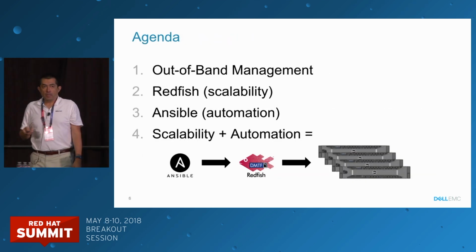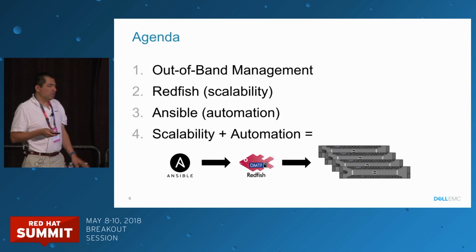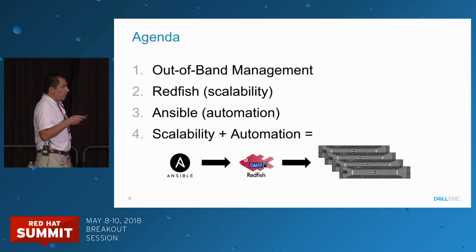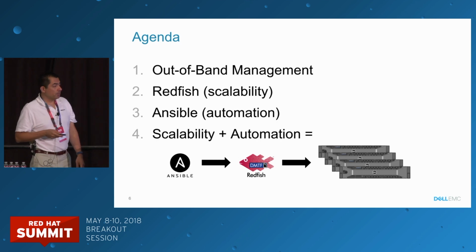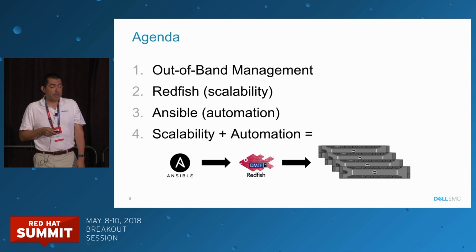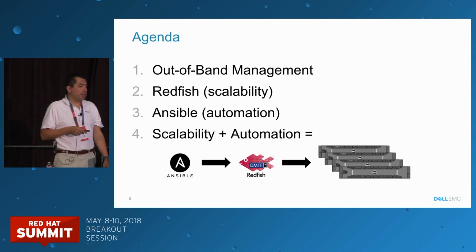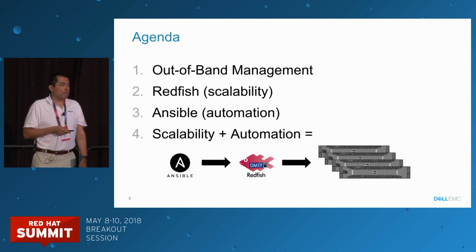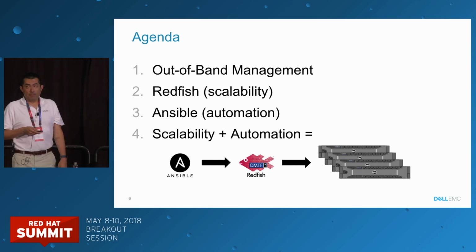So the agenda today, I'm going to go over several topics, just a really high-level overview of different technologies. The first one, out-of-band management, what it is, how it can help you. Redfish, which provides scalability in this solution. Ansible, which provides automation. And then at the end, I'm going to tell you how everything comes together to work and provide automated management.